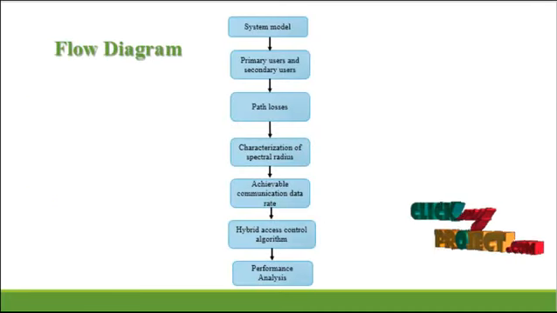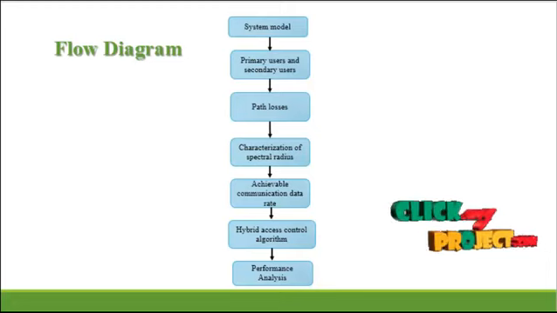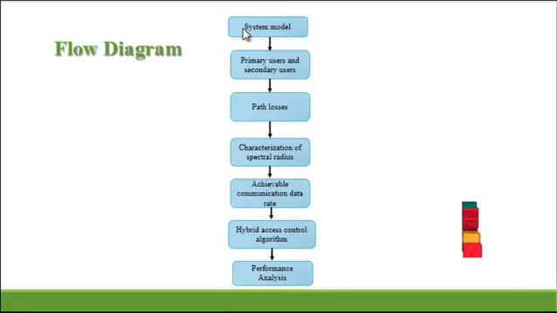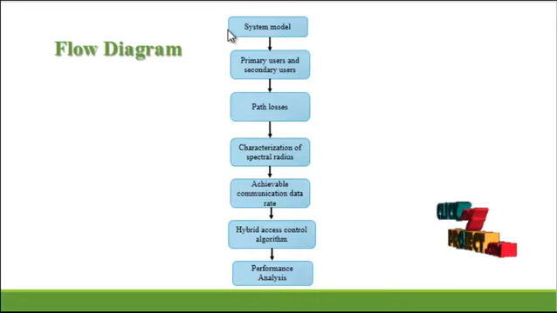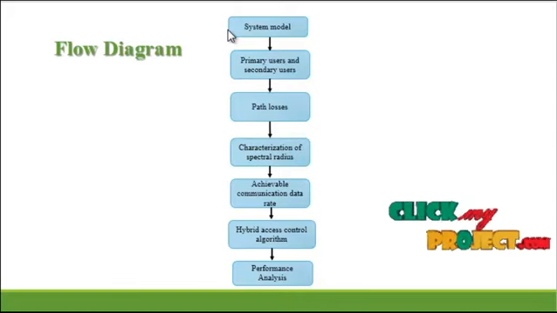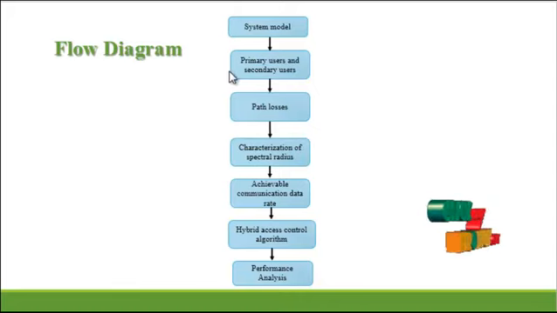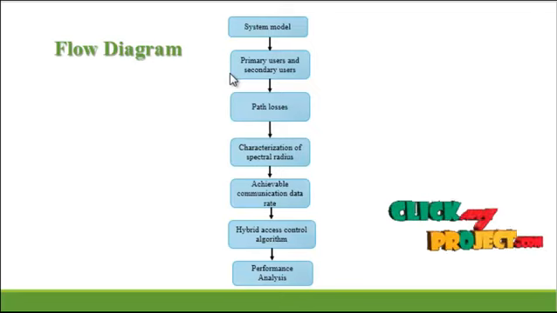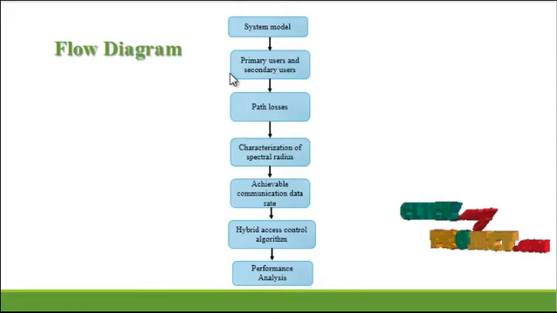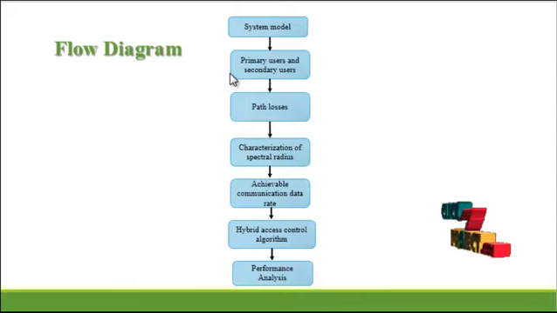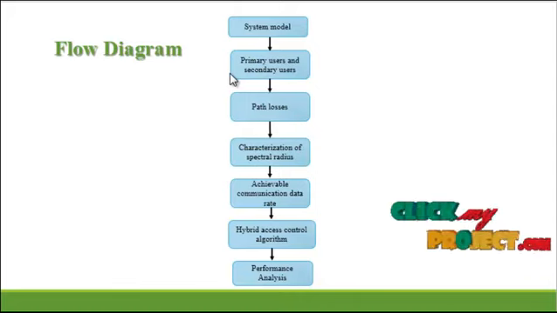Next we are going to discuss the flow diagram of the product. First we discuss our system model. Using the system model, we initialize some parameters for the cognitive radio, such as the power budget and spectral efficiency. Next we move to the primary user and the secondary user. The primary users have a higher priority and the secondary users have a lower priority. Based on priority, the users communicate with each other, and we use some data links for these primary and secondary users.